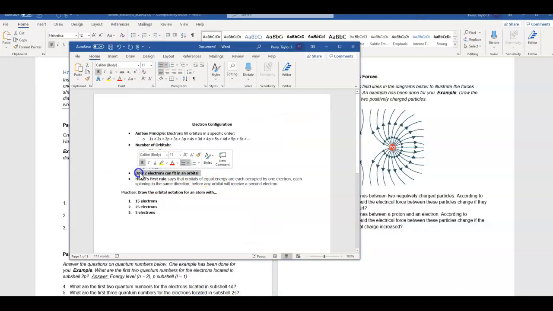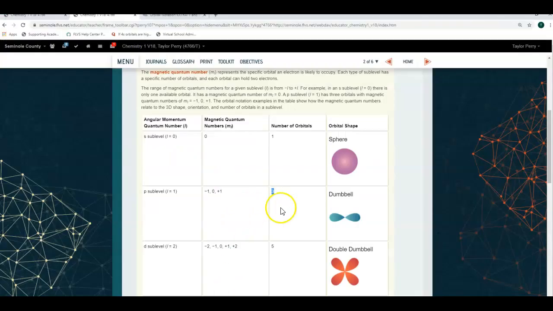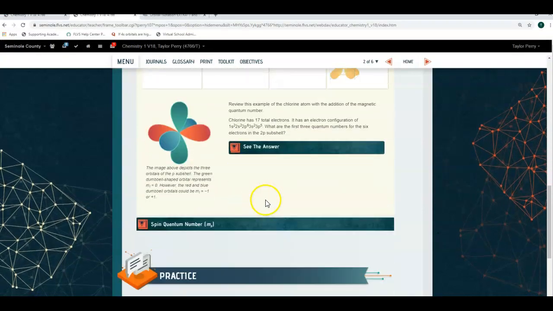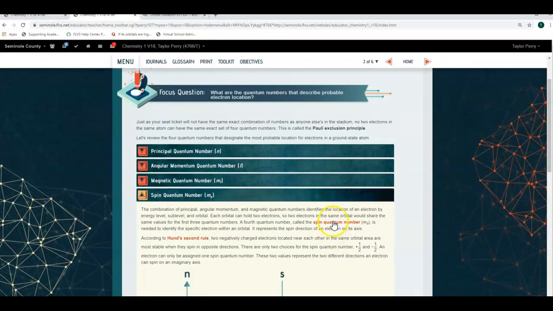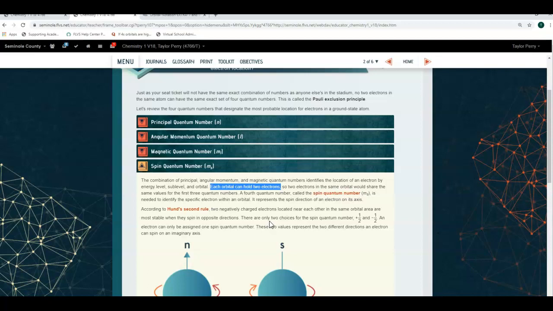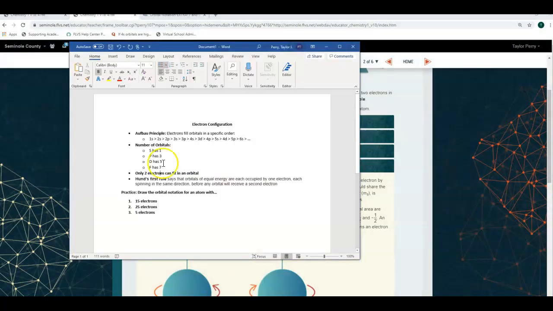I also put here that only 2 electrons can fit in an orbital. It says each orbital can only hold 2 electrons, okay? So think about that. Each orbital can only hold 2 electrons. So if S only has 1 orbital and 2 electrons can fit in that orbital, that means that S can have a total of 2 electrons.